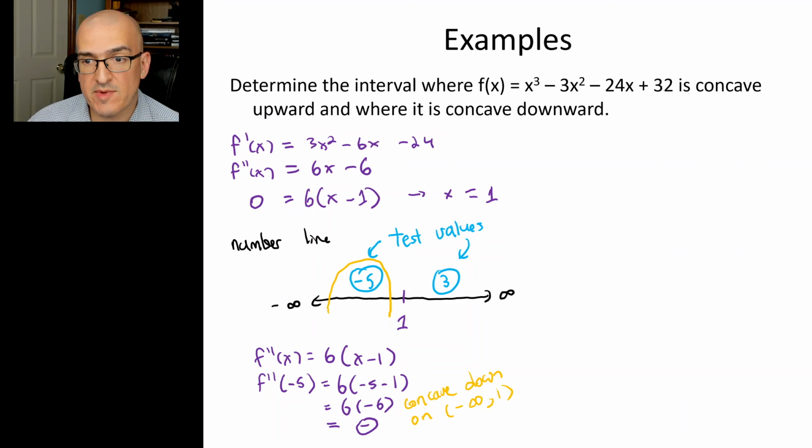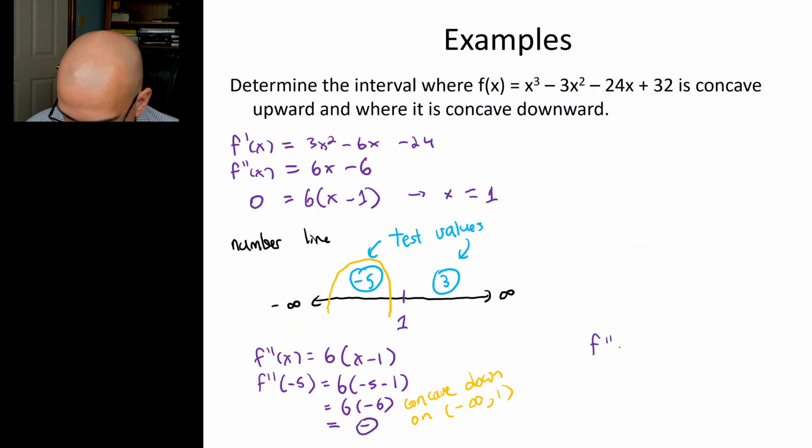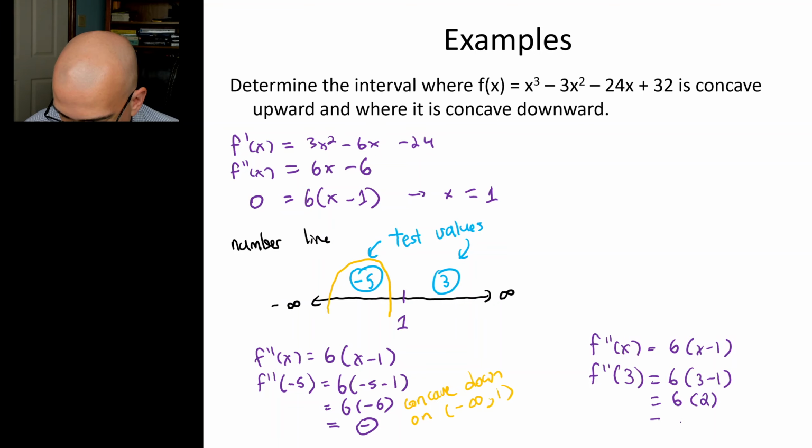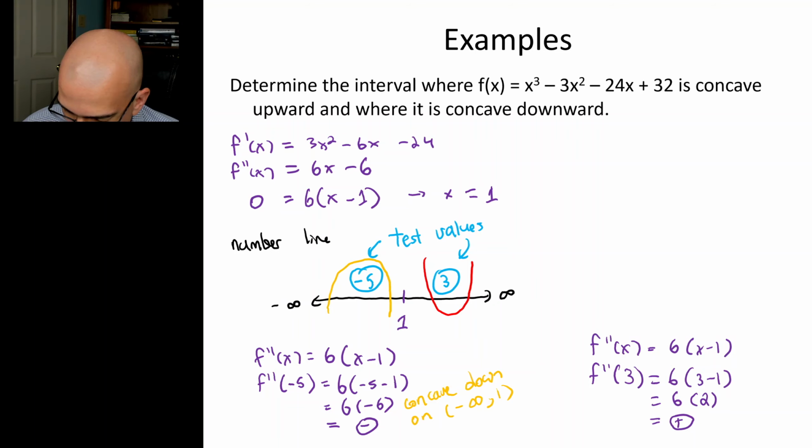Now we'll do the same analysis at the other test point. F double prime at 3. We're going to get 6 times 3 minus 1. So 6 times 2. I'm not even going to calculate that. All I care about is whether it's positive or negative. So it's positive. I'm going to draw an up bowl. It's concave up on the interval from 1 to infinity.